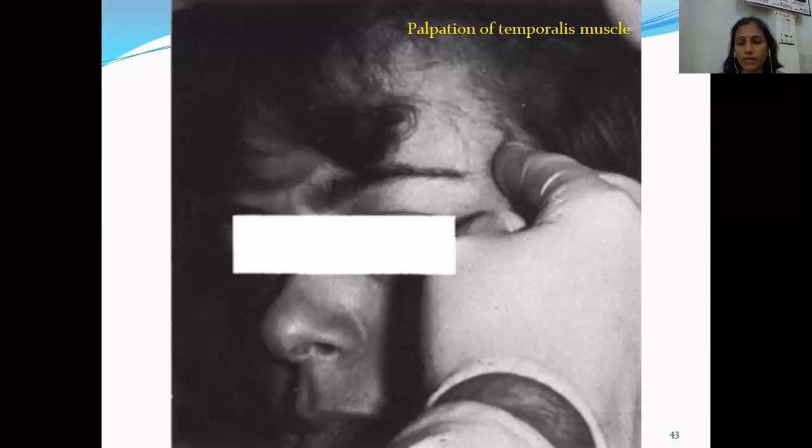Then start palpating in the area just posterior to the lateral canthus, the outer canthus of the eye, and in the temporal fascia area. So just above the ear and slightly in front of the ear you should palpate. As all of you know, this temporalis muscle is a fan-shaped muscle which is located in the temporal area, so you should palpate this entire region.